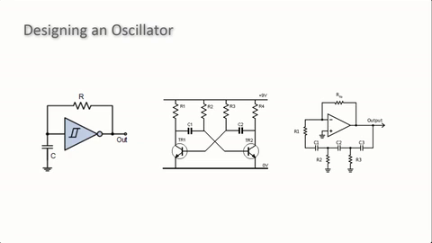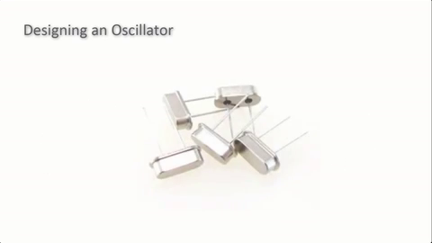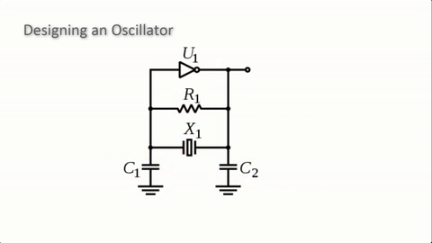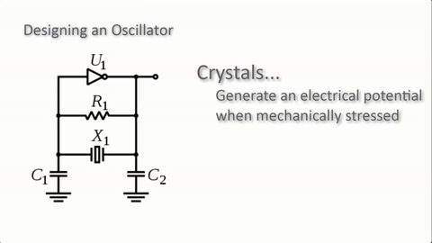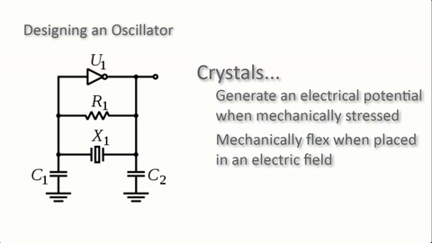Well, fortunately, there is an easy way to make a frequency-stable oscillator, and that's with a quartz crystal. This circuit is called a Pierce oscillator, and it's the most commonly used crystal oscillator. But what's so special about a crystal? Crystals work on the principle of piezoelectricity. That's the property of some materials, including quartz, to generate an electrical potential when they're stressed, and to flex slightly when an electrical potential is applied to them.